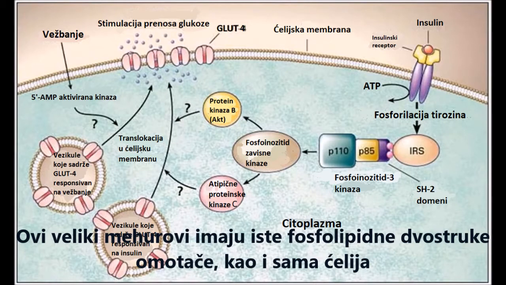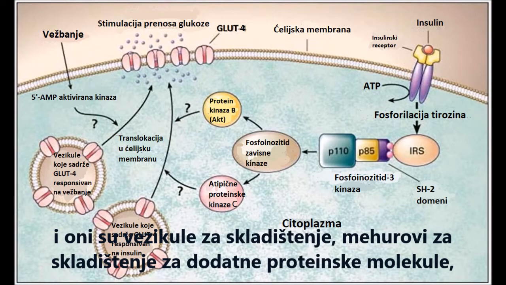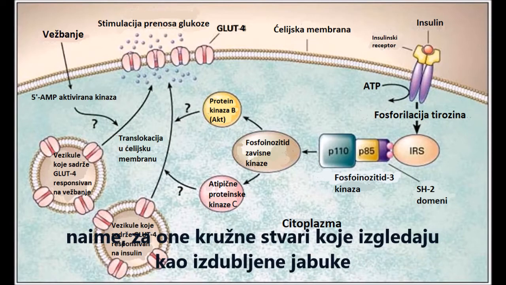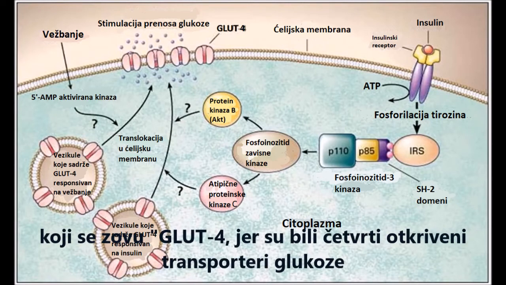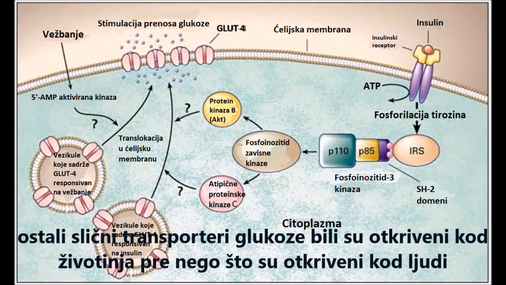These big bubbles have the same phospholipid bilayer as the actual cell does. And they are storage vesicles, storage bubbles, for additional protein molecules, namely those circular things that look like cored apples. Those are glucose transporters. They're the glucose transporter of human fat and muscle and organs, and are called GLUT4 because they were the fourth glucose transporters to be discovered. Other similar transporters were discovered in animals before they discovered them in humans.